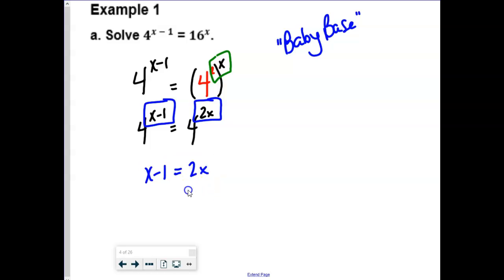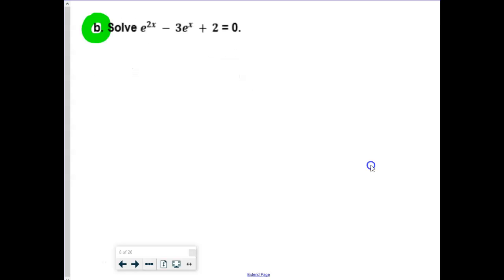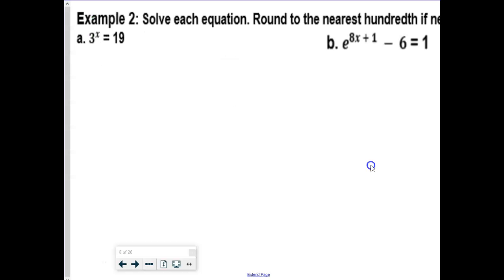And now we solve. So subtract the x over, and you got x equals negative 1. So that's a method for solving exponential equations if you notice that they have common bases. So what I want to look at next, we're going to skip that one for tomorrow, leave it for tomorrow. Don't look at your paper, it's already done on your paper.